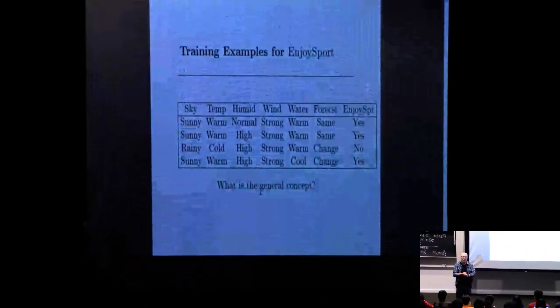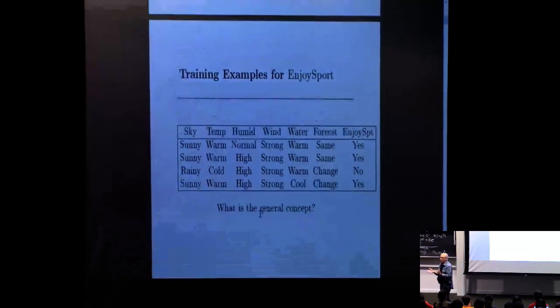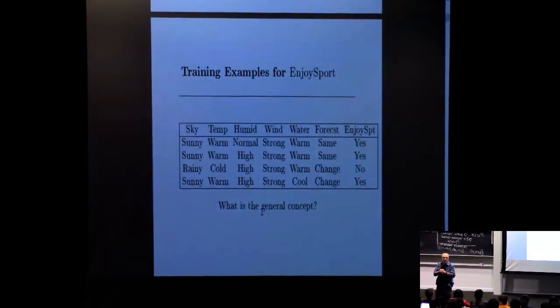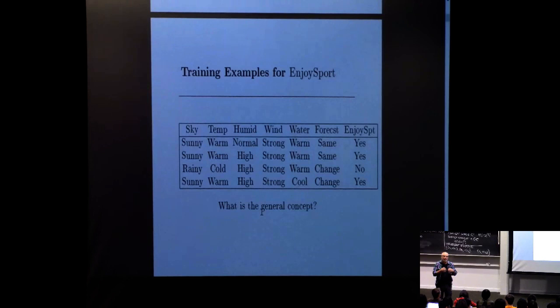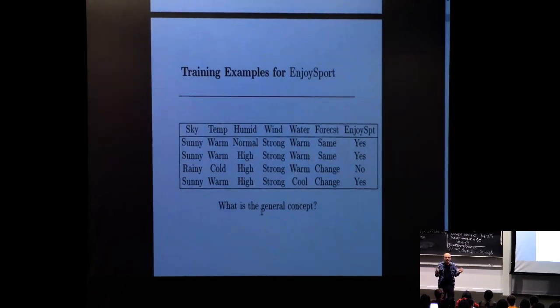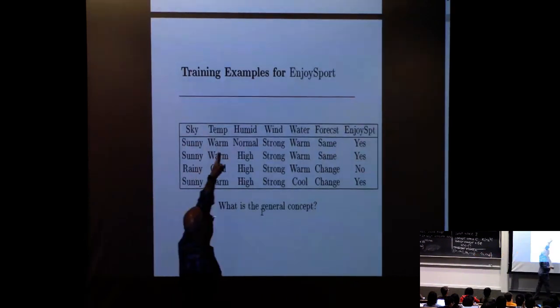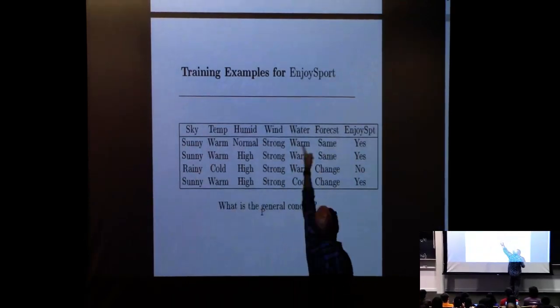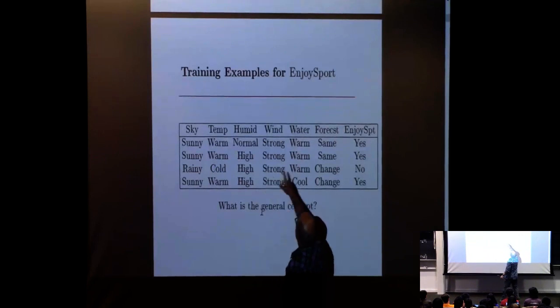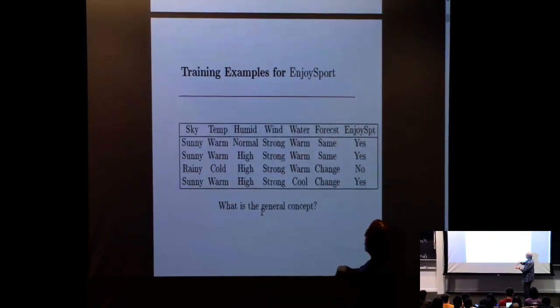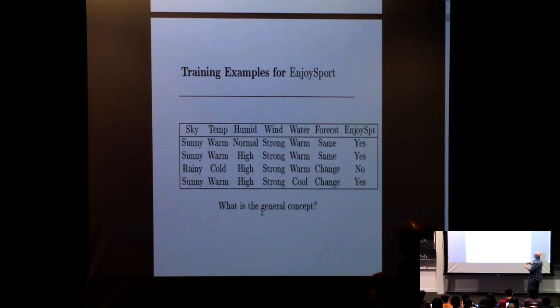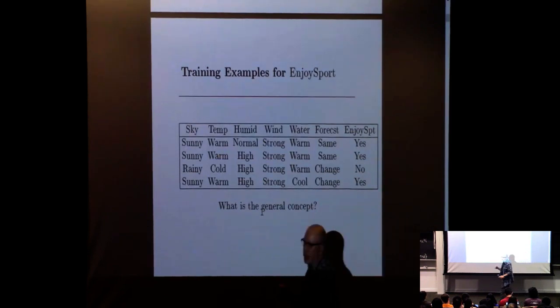The concept learning problem is called Do I enjoy sport? The idea is that given some description of the weather conditions outside, the function tells you whether I'm going to enjoy playing sport on that day or not. And the weather conditions are given in the form of attributes. There are 1, 2, 3, 4, 5, 6 attributes: the sky, the temperature, humidity, wind, water temperature, and the forecast.